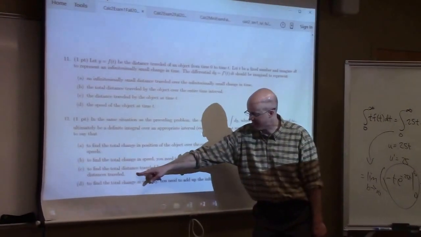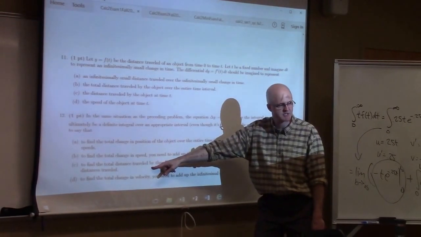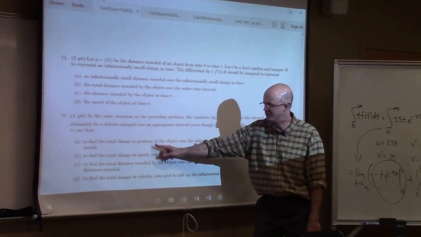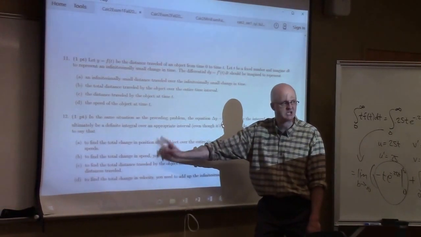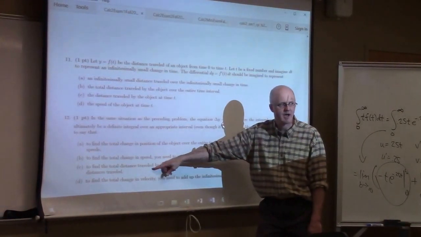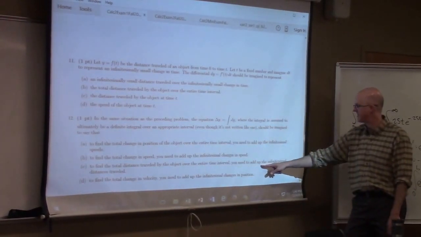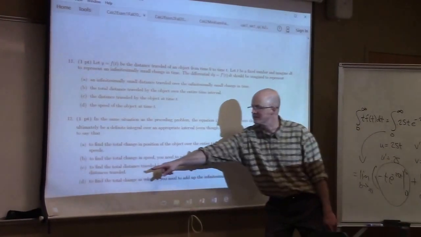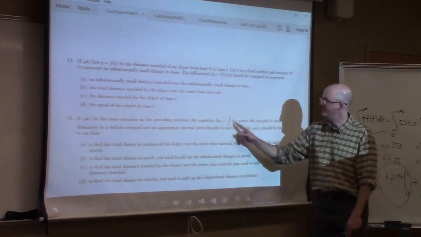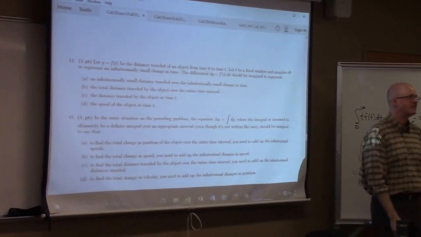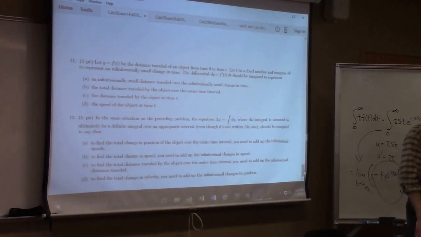Total distance traveled in this context is the same as change in position. So it's not the change in position versus total distance traveled that is the issue. I could have said change in position here. The key thing is to add up the infinitesimally small distances traveled. That's the thing. dy, as in this equation, represents an infinitesimally small distance traveled. That's the key to getting the right answer.